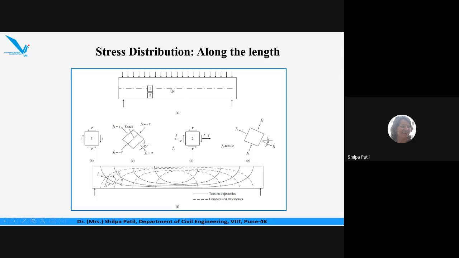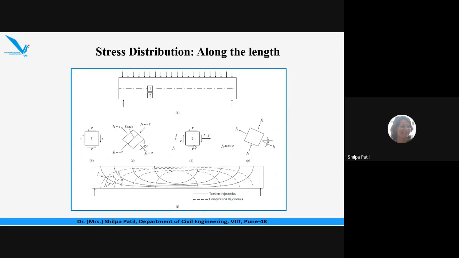be 0. So if I consider any third element, say at this location, and if I want to show the stresses on that element, it will be only the bending stress. Shear stresses will be 0 in that case. And because of these horizontal stresses only, the crack will form in the vertical direction in that element. That is at 90 degrees.